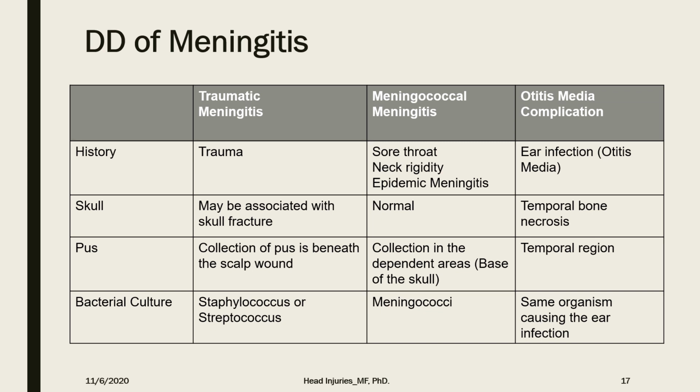When it comes to otitis media complications, meningitis following otitis media, there will be a history of ear infection, and usually it is located close to the ears and the temporal bone, and it is associated with temporal bone necrosis. If we use bacterial culture to diagnose the infection, we will find the organism is very similar to the organism causing the ear infection, otitis media.